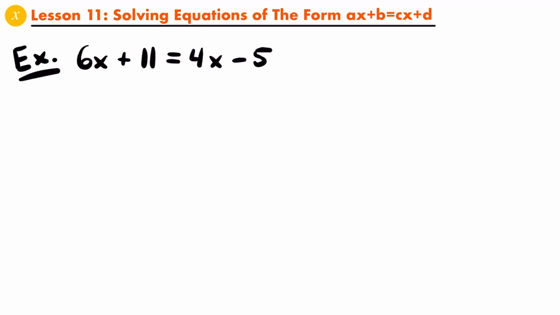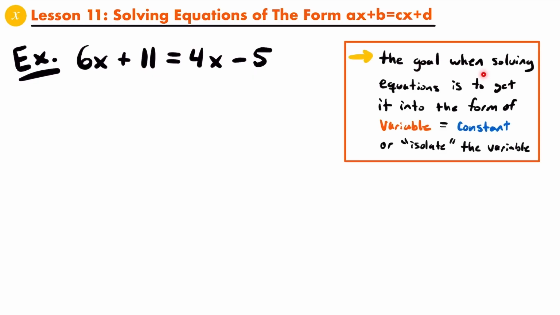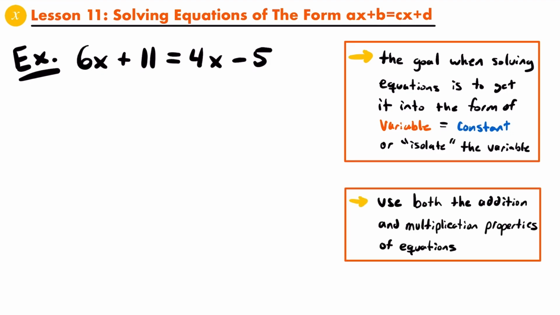Well, you have to keep in mind what our goal is when solving equations. Our goal is to get the equation in the form of a variable equal to a constant, or to isolate the variable, which seems pretty tricky at first because we have two instances of that variable of x. So how do we solve for it, or how do we isolate it? Well, what we're going to end up doing is combining our variable terms. When we solve these equations, we are going to make use of both the addition property and multiplication properties of equations, those properties that we learned in previous lessons.